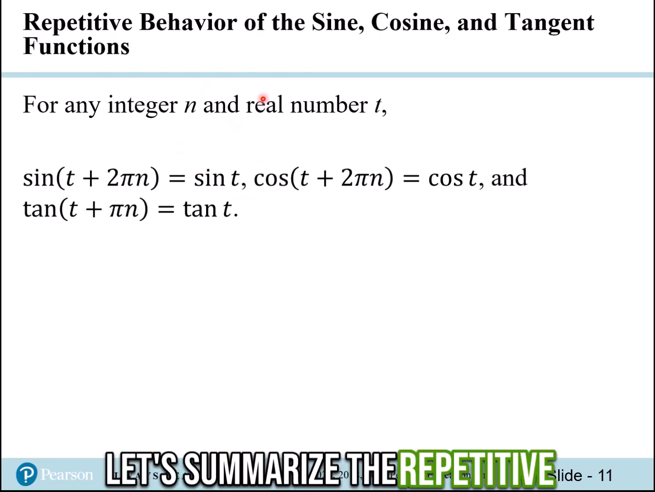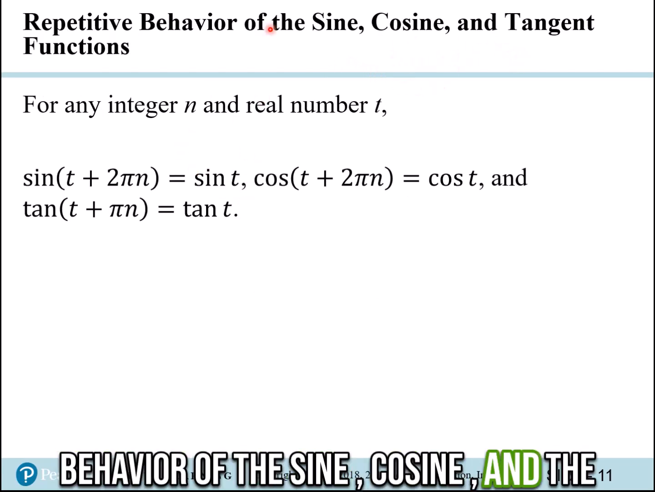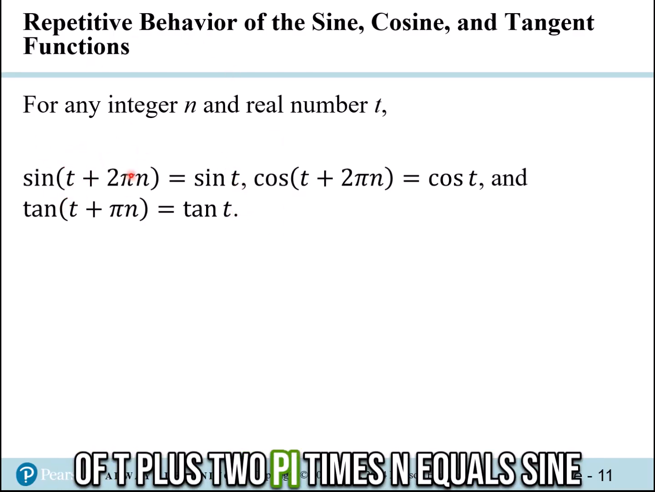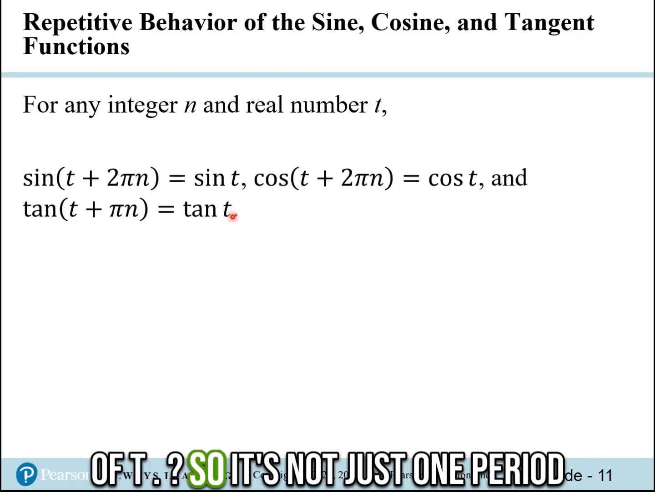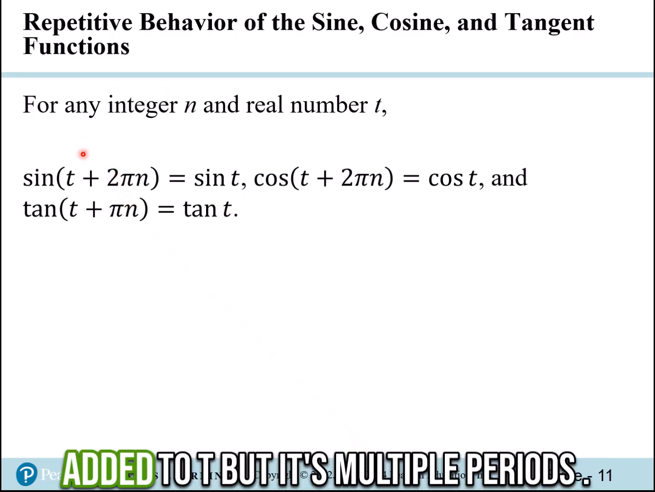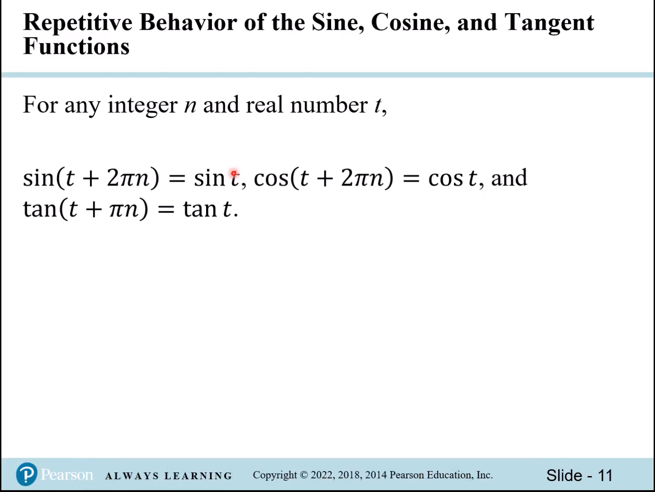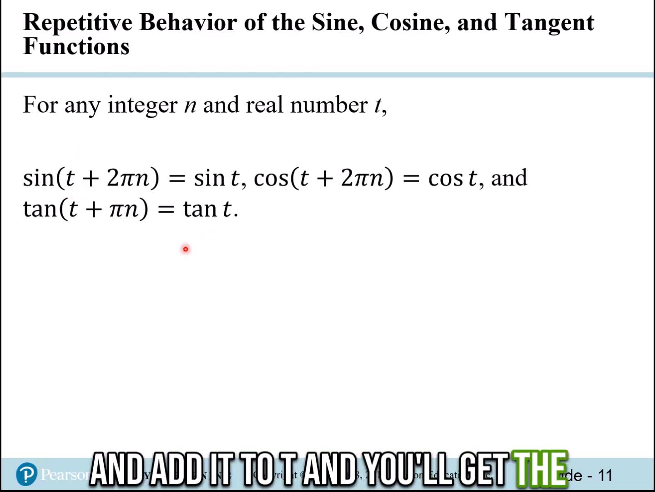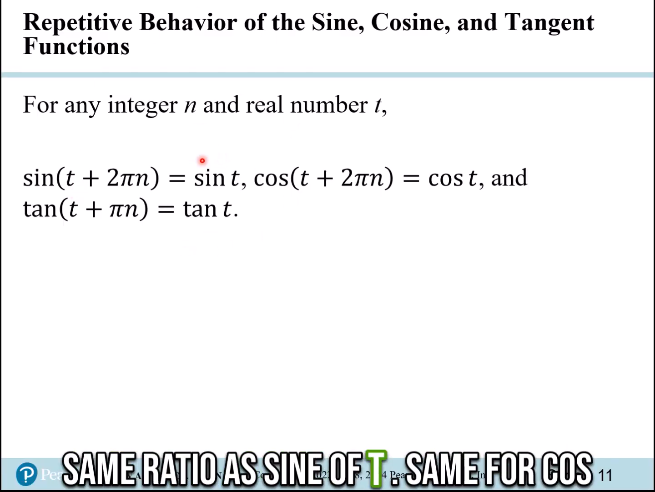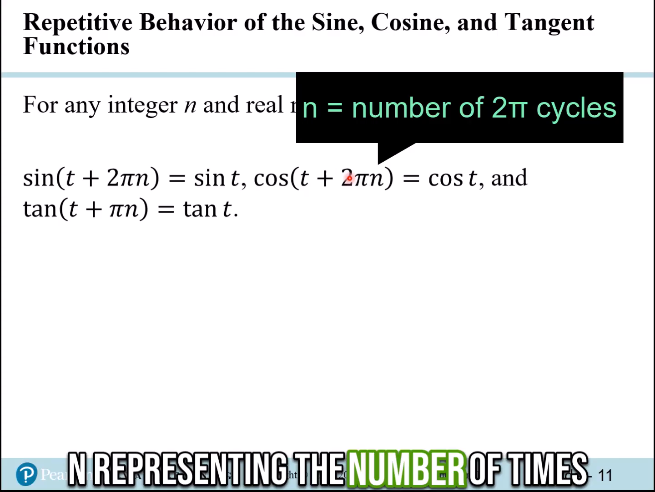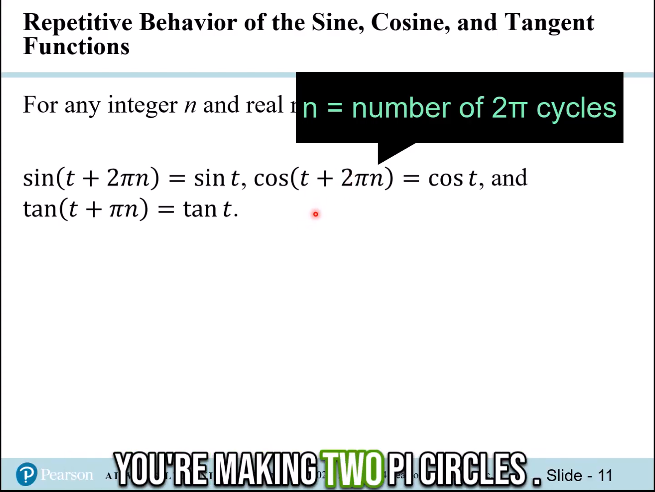Let's summarize the repetitive behavior of the sine, cosine, and tangent functions now. We have sine of t plus 2 pi times n equals sine of t. So it's not just one period added to t, but multiple periods. That means you can keep going around 2 pi multiple times and add it to t, and you'll get the same ratio as sine of t. Same for cos of t. So cos of t plus 2 pi times n, n representing the number of times you're making 2 pi circles.